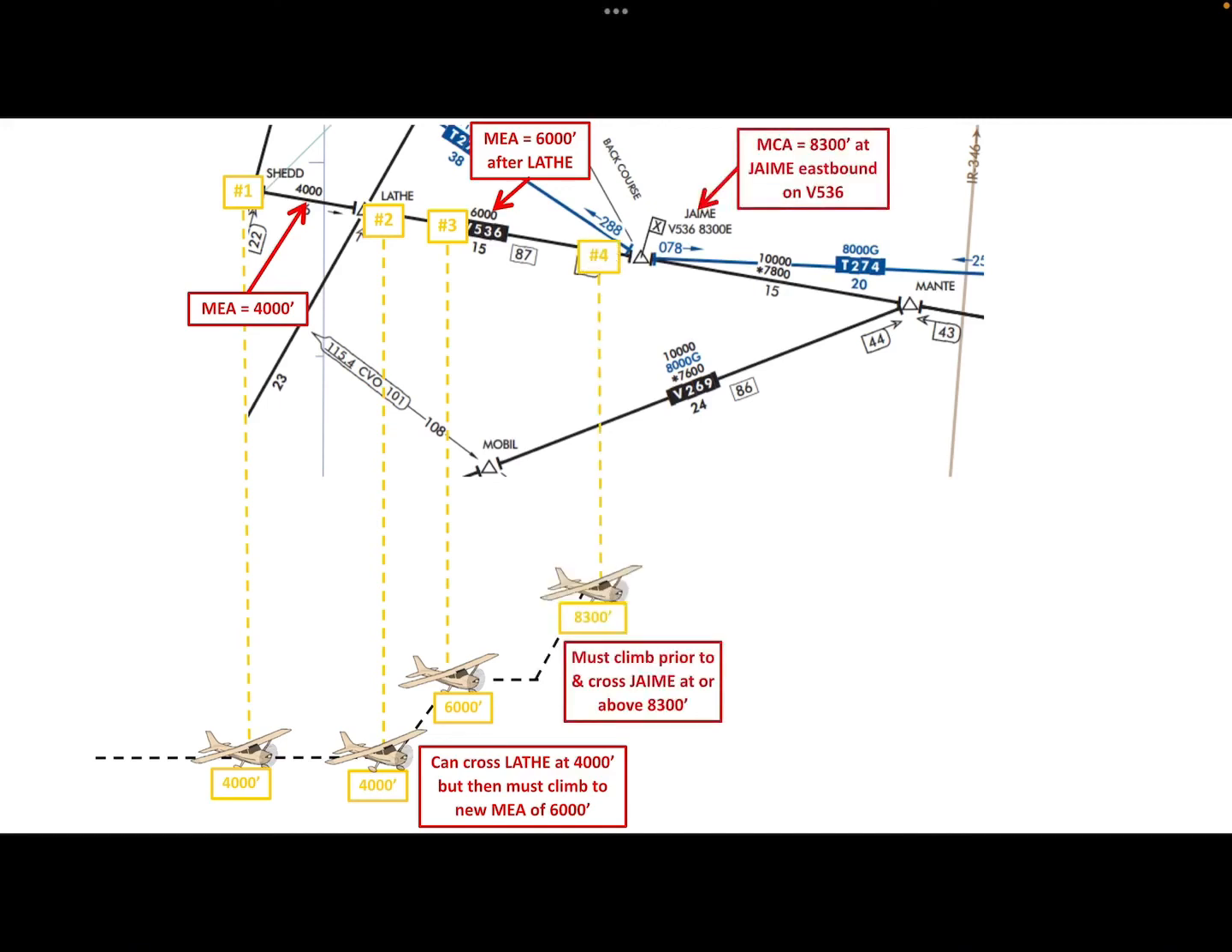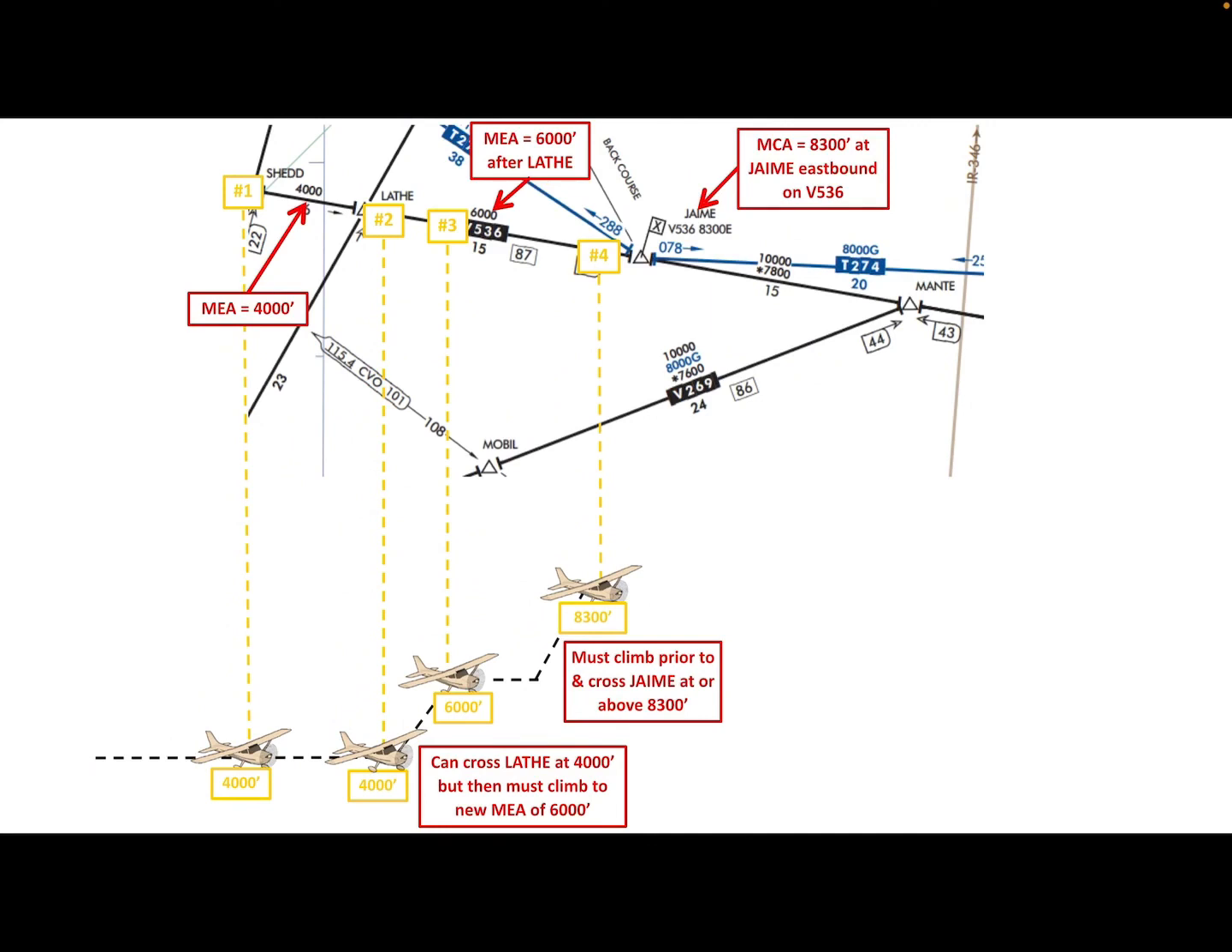As we continue on, we start to approach Jamie. But if we look at Jamie, there's a flag with an X in it that denotes an MCA. And the MCA is listed for the eastbound route on Victor 536, which is our route. And it says the MCA is 8,300 feet. That means we have to be at a minimum of 8,300 feet by the time we reach Jamie. We have to cross Jamie at that minimum altitude. So that means we have to climb before.